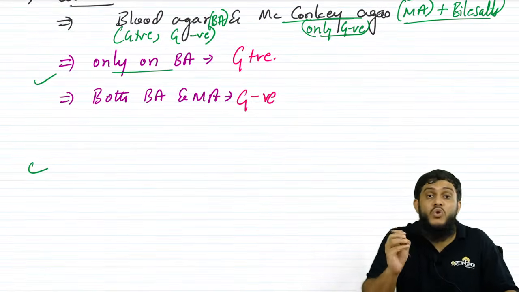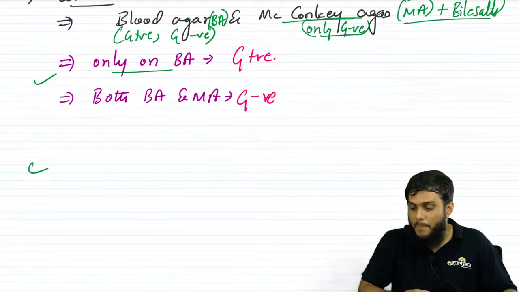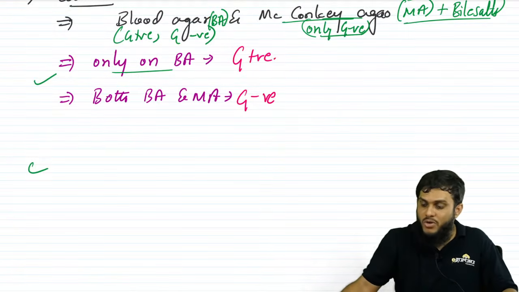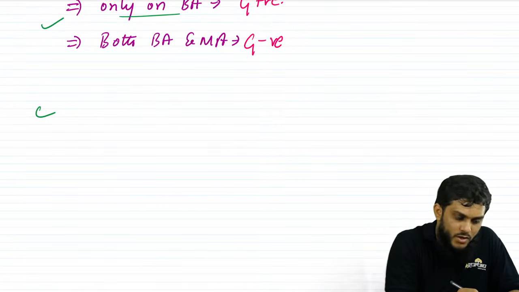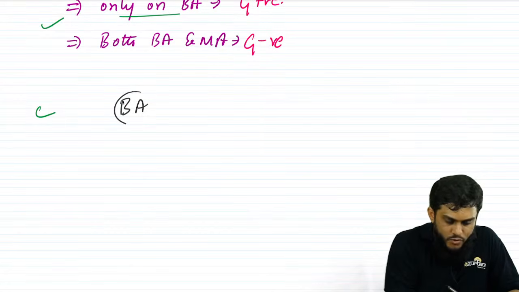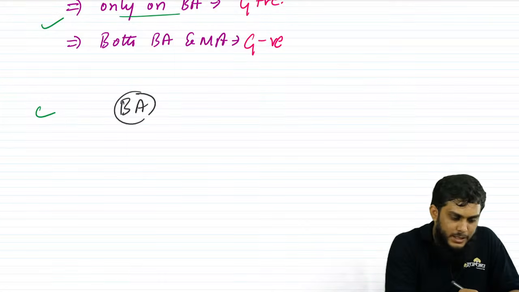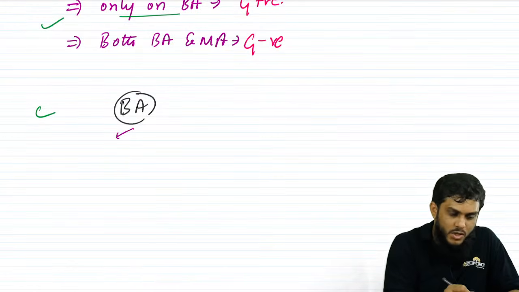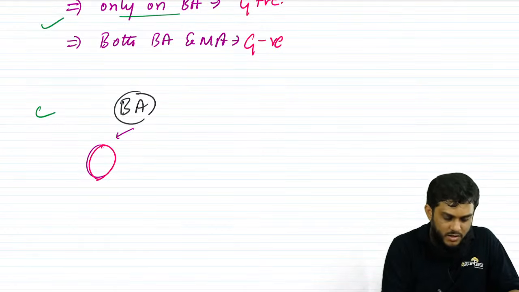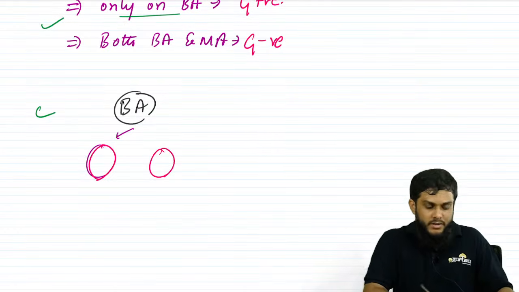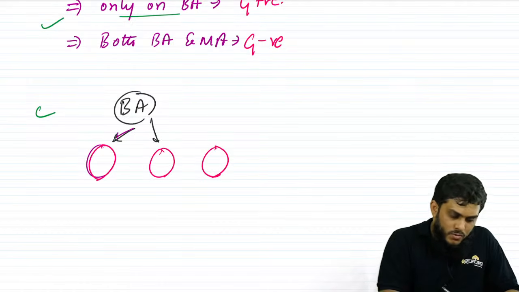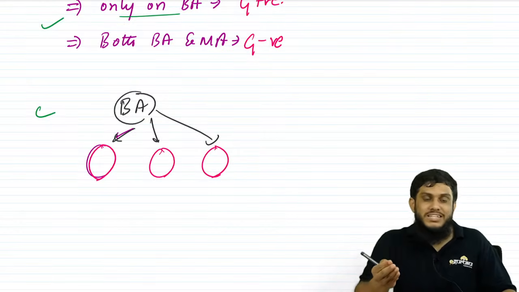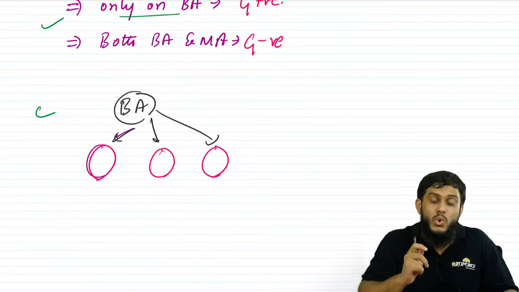Now, the second important point is we have to look for the morphology of the colonies, the appearance of the colonies. Let's take the blood agar first. If I see the colonies, this is blood agar, this is also blood agar, and this is also blood agar. On blood agar, gram positive also grows, gram negative also grows. But gram positive grows only on blood agar.